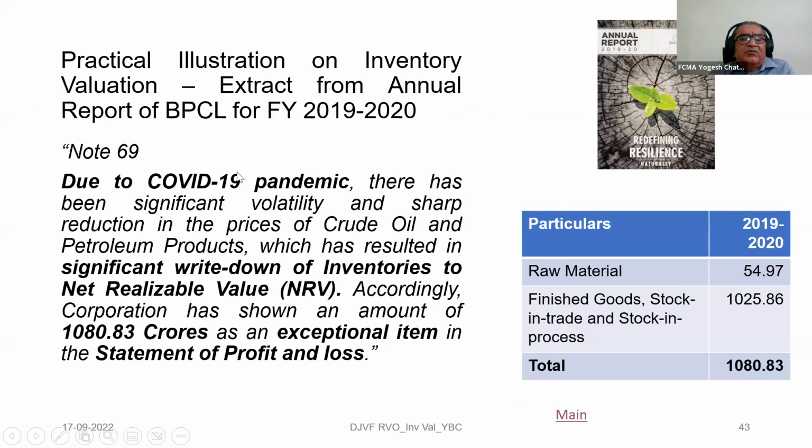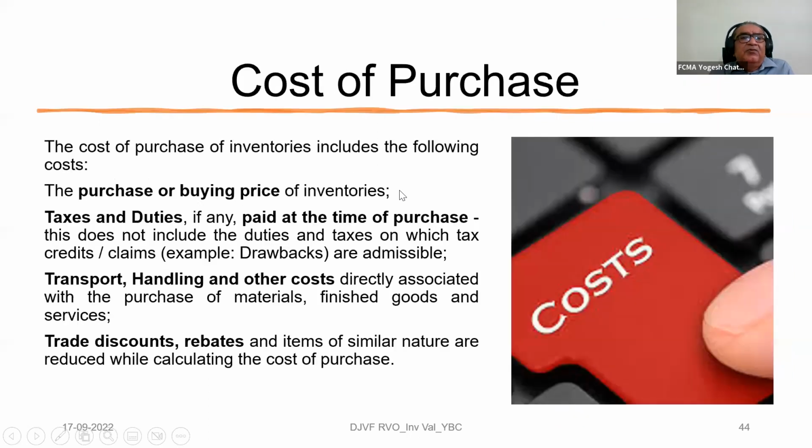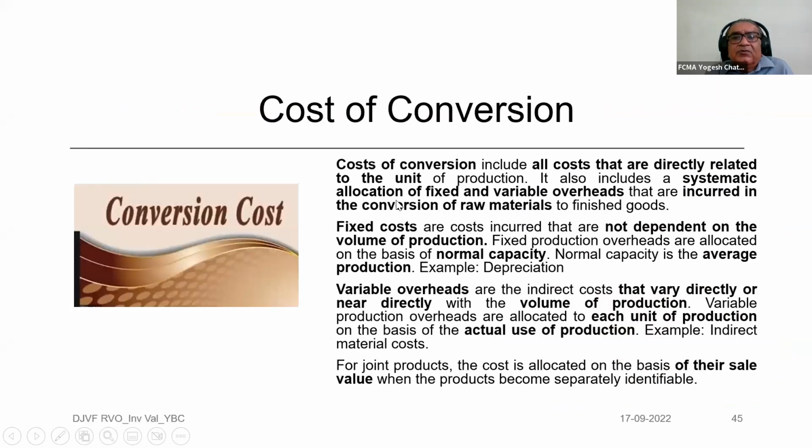Then cost of purchase. So cost of purchase of inventory includes the following costs: purchase or buying price, taxes and duties, transport, handling and other costs, and trade discount and rebate. And this is about cost of conversion. Cost of conversion includes all costs that are directly related to the unit of production, and it also includes a systematic allocation of fixed and variable overhead that are incurred in conversion of raw material to finished goods.